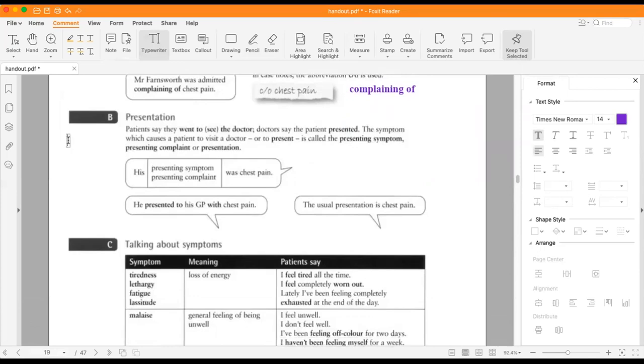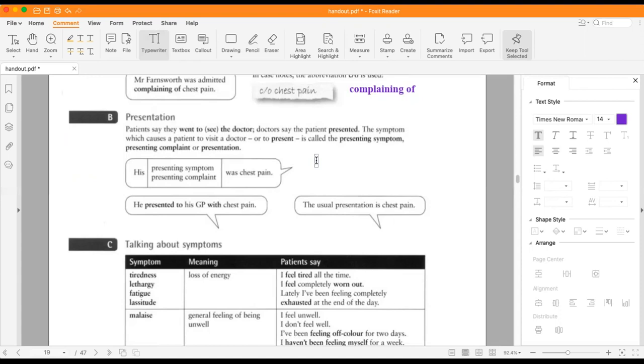Let's move to number B, presentation. Patients say they went to see the doctor, all right? So the patient says, I went to the doctor, or I went to see the doctor. What does the doctor say? The doctor says the patient presented. The patient presented, all right? So the doctor says, for example, the patient presented with chest pain, for example.